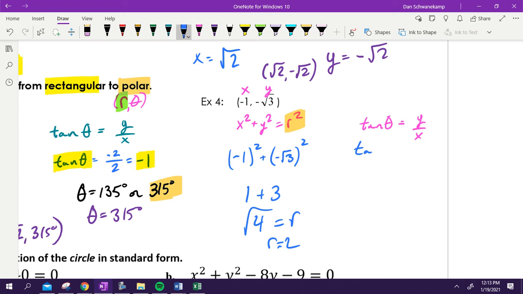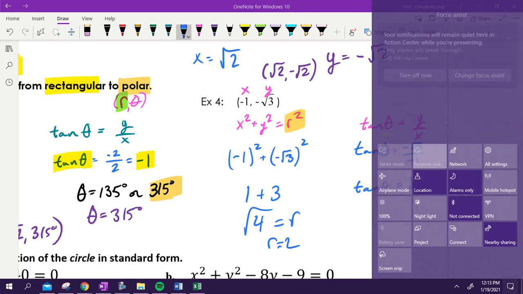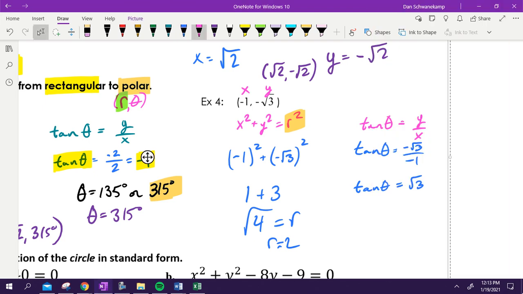We do the same thing here. Tangent of theta equals y over x. So tangent of theta needs to get me a positive square root of 3. In which two quadrants is tangent going to get you a positive square root of 3? 1 and 3. So my theta's here. You have two options. Theta could be 60 degrees or 240 degrees. That's when tangent's going to be a positive radical 3.